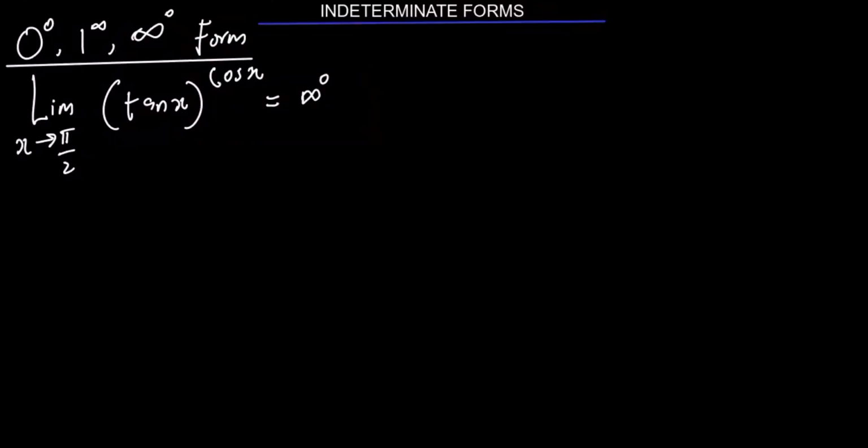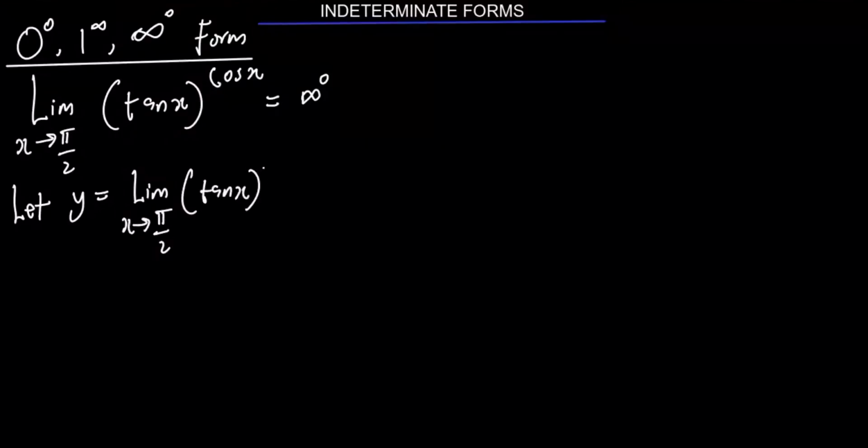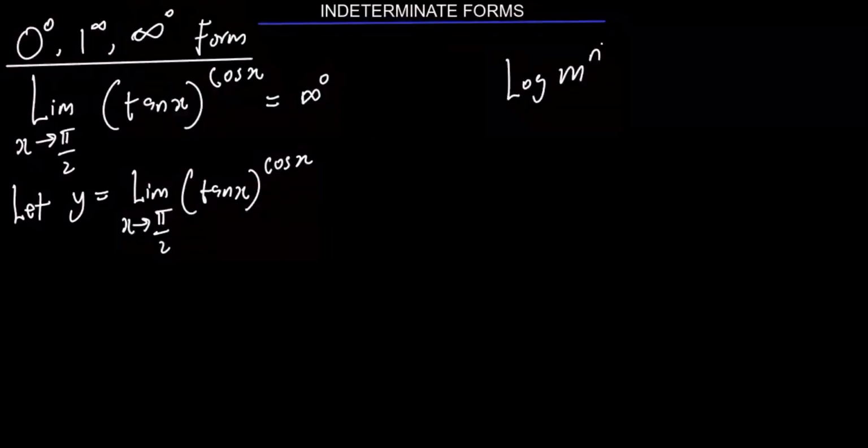So whenever you are having any of this form, the working principle is this. You are going to say, let y be equal to everything you have here, the limit as x tends to pi over 2 of tan x raised to power cos x. That is the working principle. Let y or let g, anything you want, but let y be equal to this. After that, remember that there is a law of logarithm. This power here can come down as you have for logarithm.